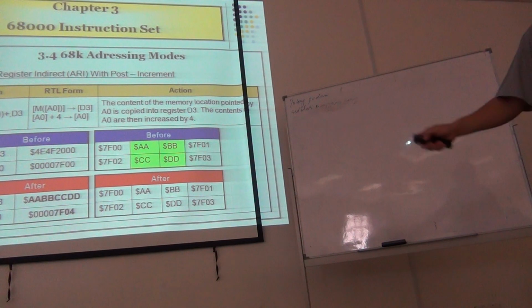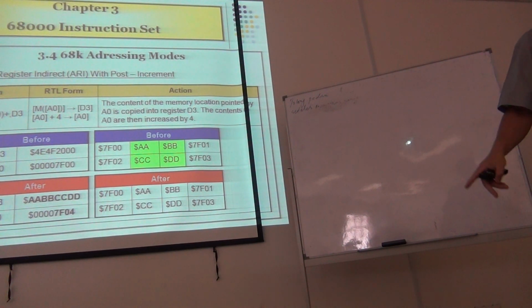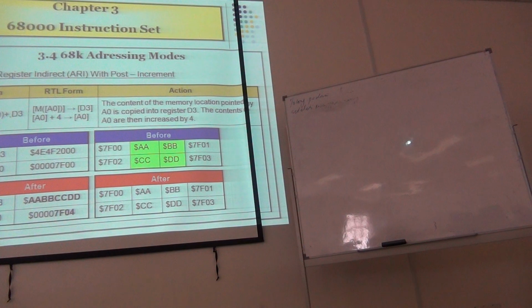What is the sign of this? This is plus. If long, you have to plus the address register after the operation. Plus 4 for long. Long is 4, W is 2, byte is 1.